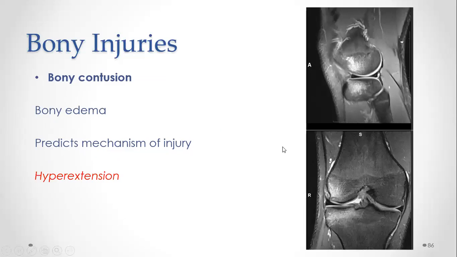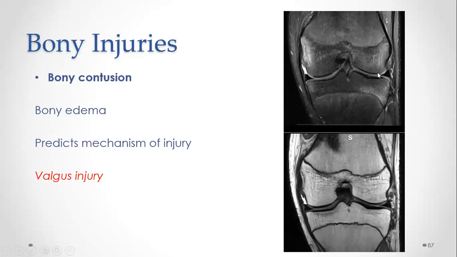This is an example of bony contusion injury. What we see here is a kissing contusion of the anterior aspect of the lateral femoral condyle and lateral tibial plateau. And actually the advantage of bony contusion is it helps us predict the mechanism of injury. So for example, in this patient, we know the mechanism of injury by just looking at the bony contusion. This must have been a hyperextension injury.